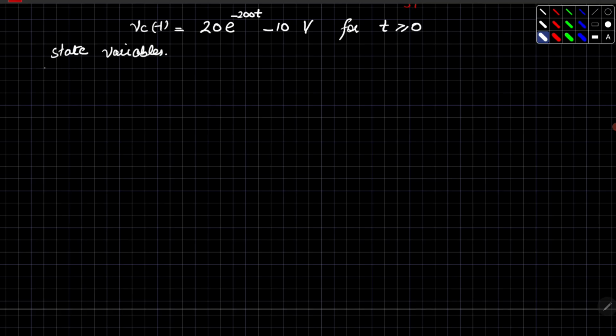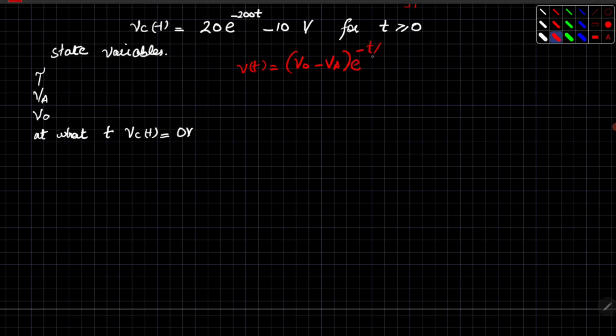So we have to find out the value of tau, the time constant. We have to find the value of VA. We have to find the value of V naught. And another demand of the question is at what time our Vc(t) will be equal to 0 volts. So we must remember the generic equation, and that is v(t) is equal to (V naught minus VA) e raised to power minus t over tau plus VA for time t greater than or equal to 0. This is our generic equation.